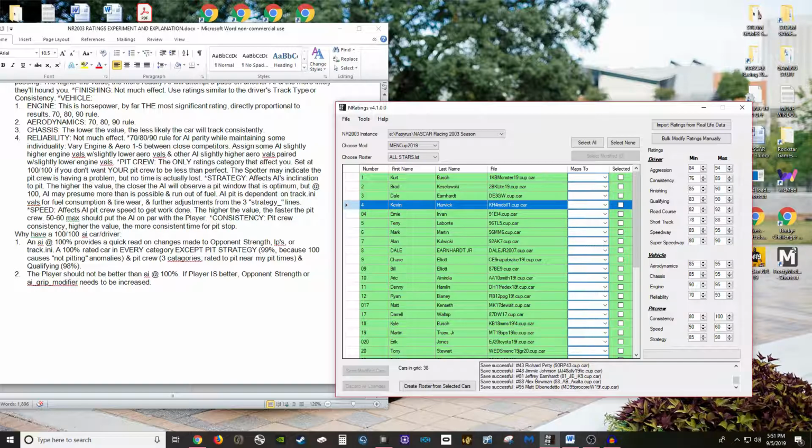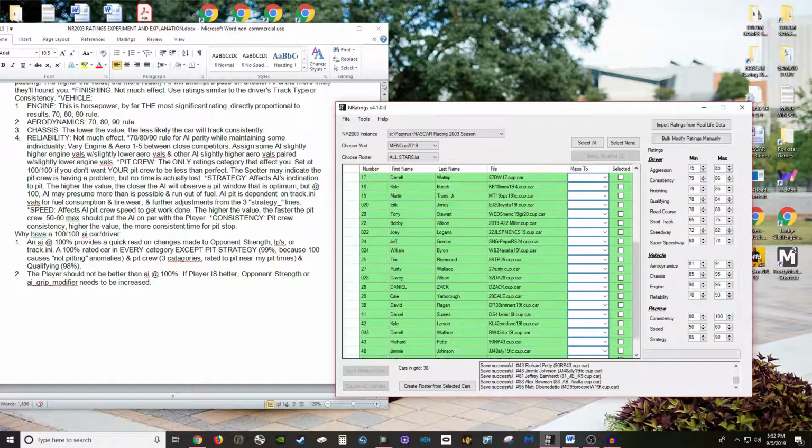Typically a driver like Terry Labonte is going to have a little bit higher ratings. You can see at speedways and super speedways, he wasn't the greatest, so I didn't put his numbers very high. So I'll go through a few of these, and I'll even look at drivers like Ryan Blaney. And then we'll look at someone like William Byron, who's just starting out his career.